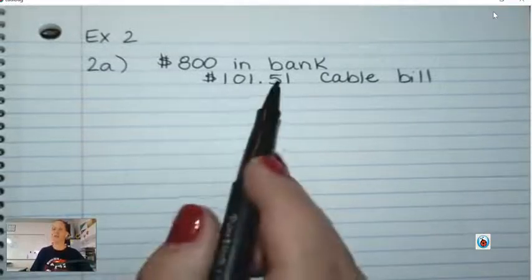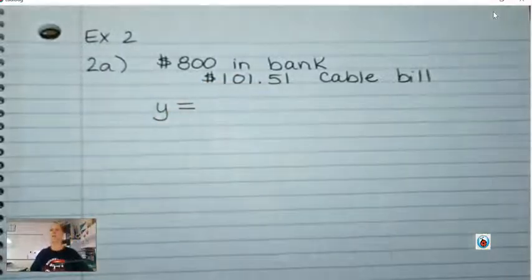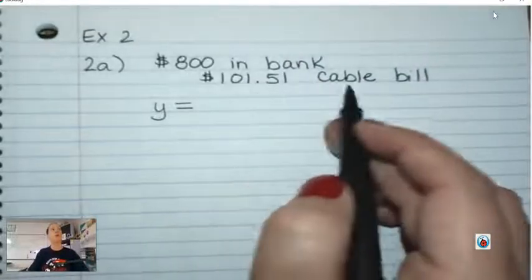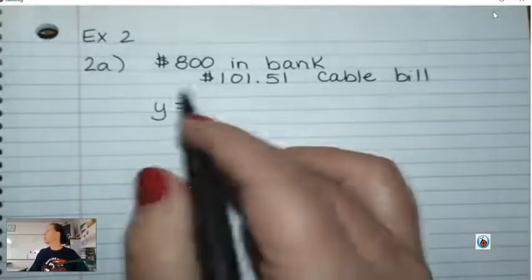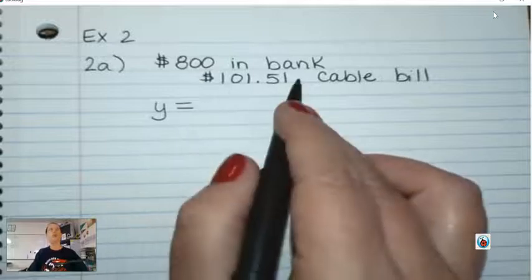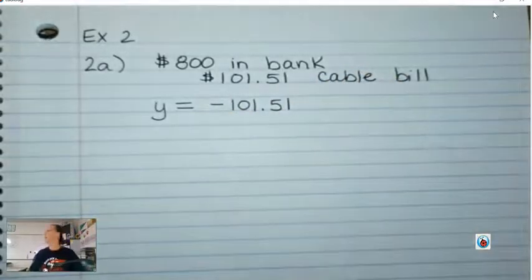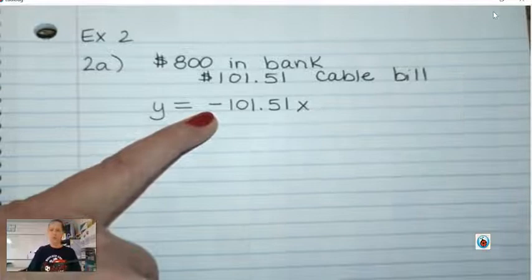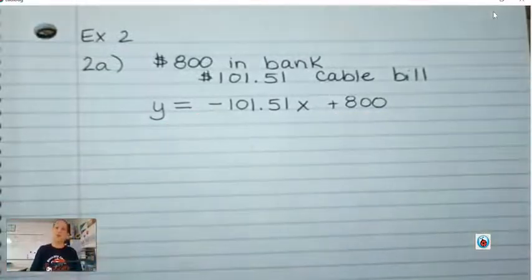So this is a linear equation, which means we can put it into slope-intercept form. So it'll be y equals, the slope is the number that keeps changing per something. So per month, we're still going to pay the cable bill. But keep in mind, we're paying a cable bill, so the money in your account is going down. So your slope is actually going to be negative 101.51, because you're paying that bill every month, so they're deducting that 101.51. Okay, now put your x. And then there was $800 in the account, so we started with $800.